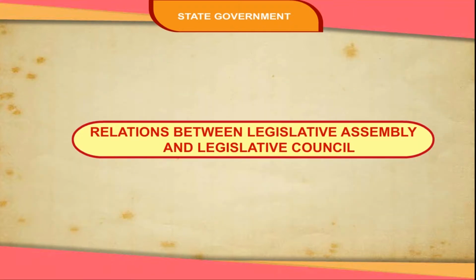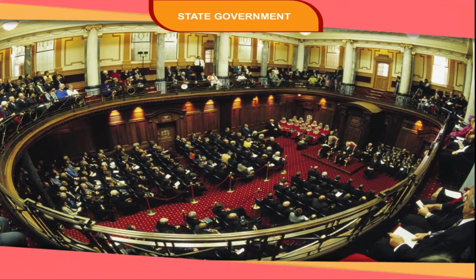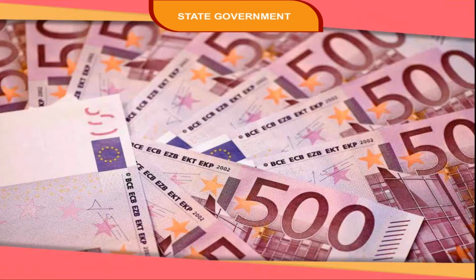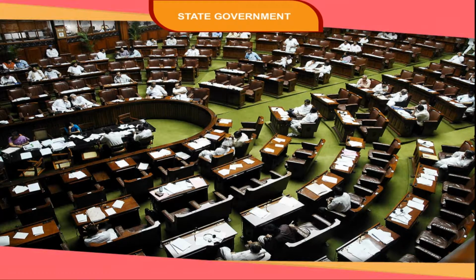Relations between Legislative Assembly and Legislative Council. A. Legislative Assembly is essential for a state, while Legislative Council is optional. B. Money bills can be introduced only in the Legislative Assembly. The Legislative Council has to reject or pass the money bill within 14 days. Otherwise, the bill is considered to be passed.